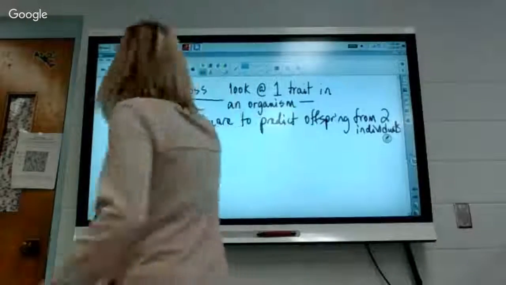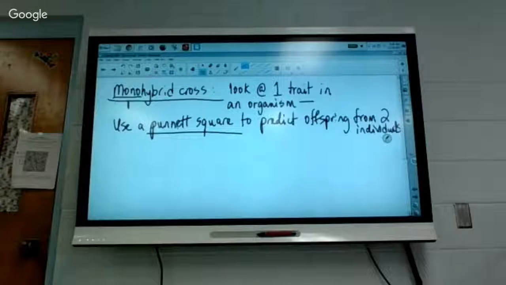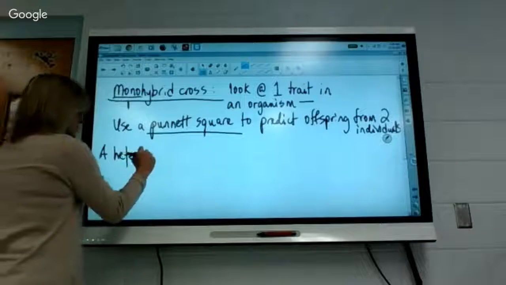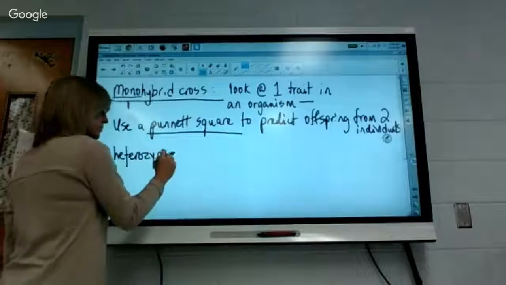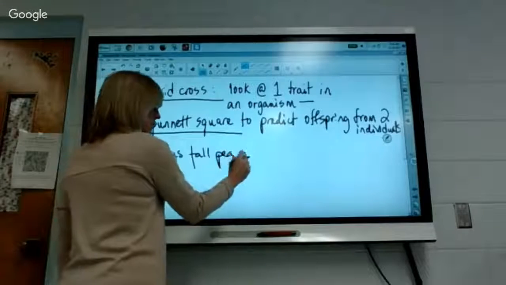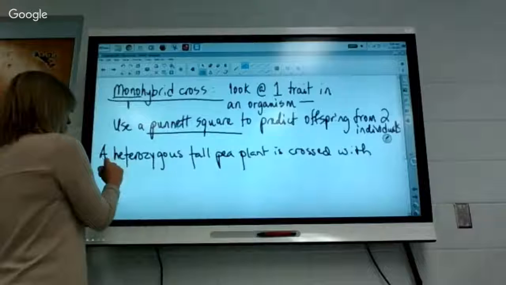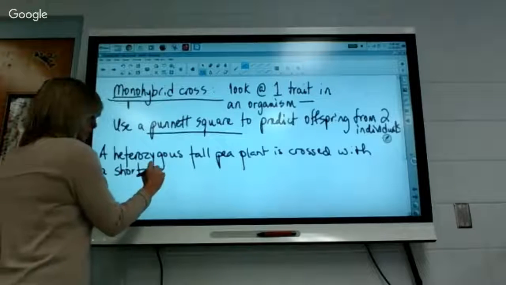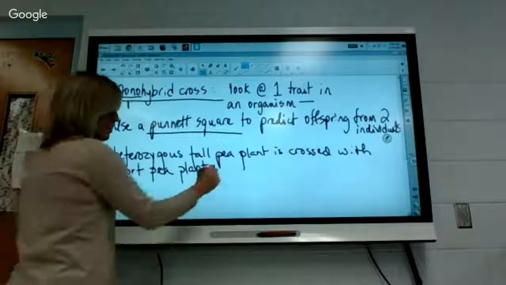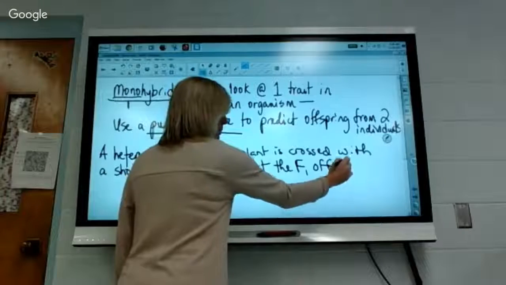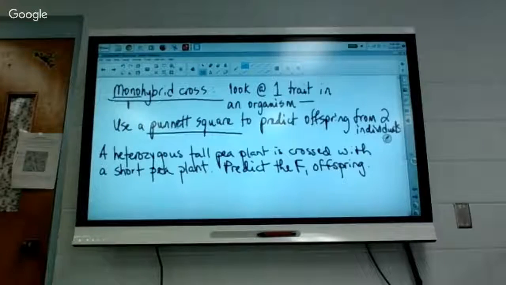Okay, so here's our problem. Let's do a heterozygous tall pea plant is crossed with a short pea plant. Predict the F1 offspring. What we're going to do is underline, we'll break down the problem so you'll know exactly what you have to do in each stage. Predict the F1 offspring.